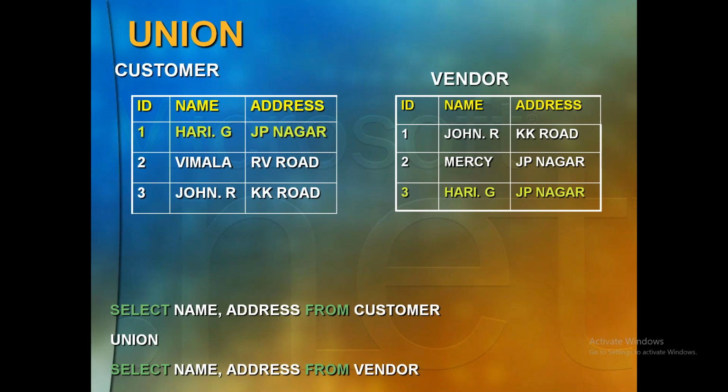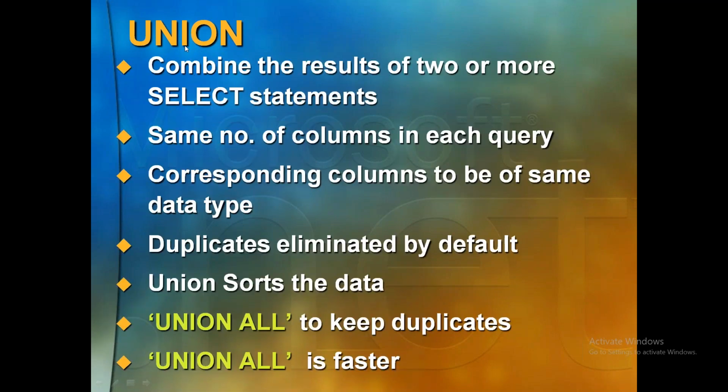Clear? Join will always get matching data. You see, here there is no matching. Whether it is a 1 or a 10 or a 20, 30, it may be 1, 2, 3, doesn't matter. You should be able to unionize the data with the help of the union keyword. Clear?